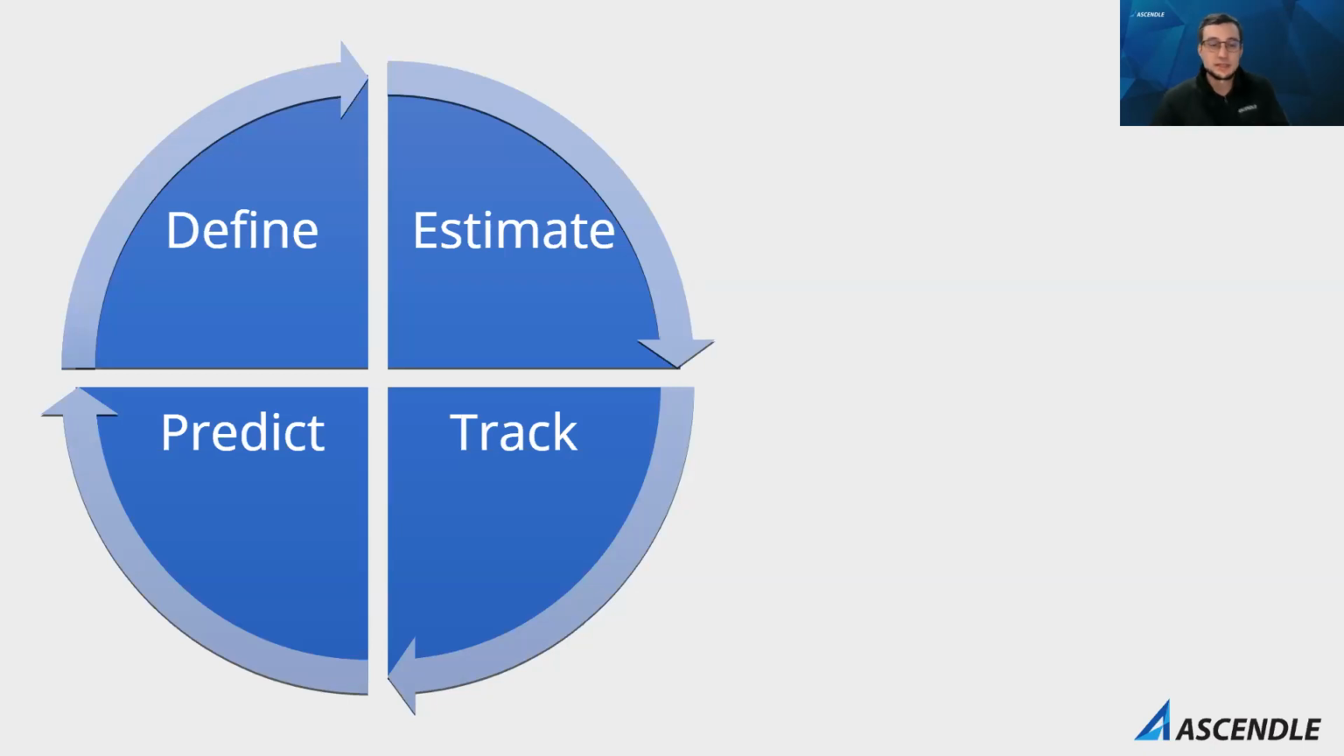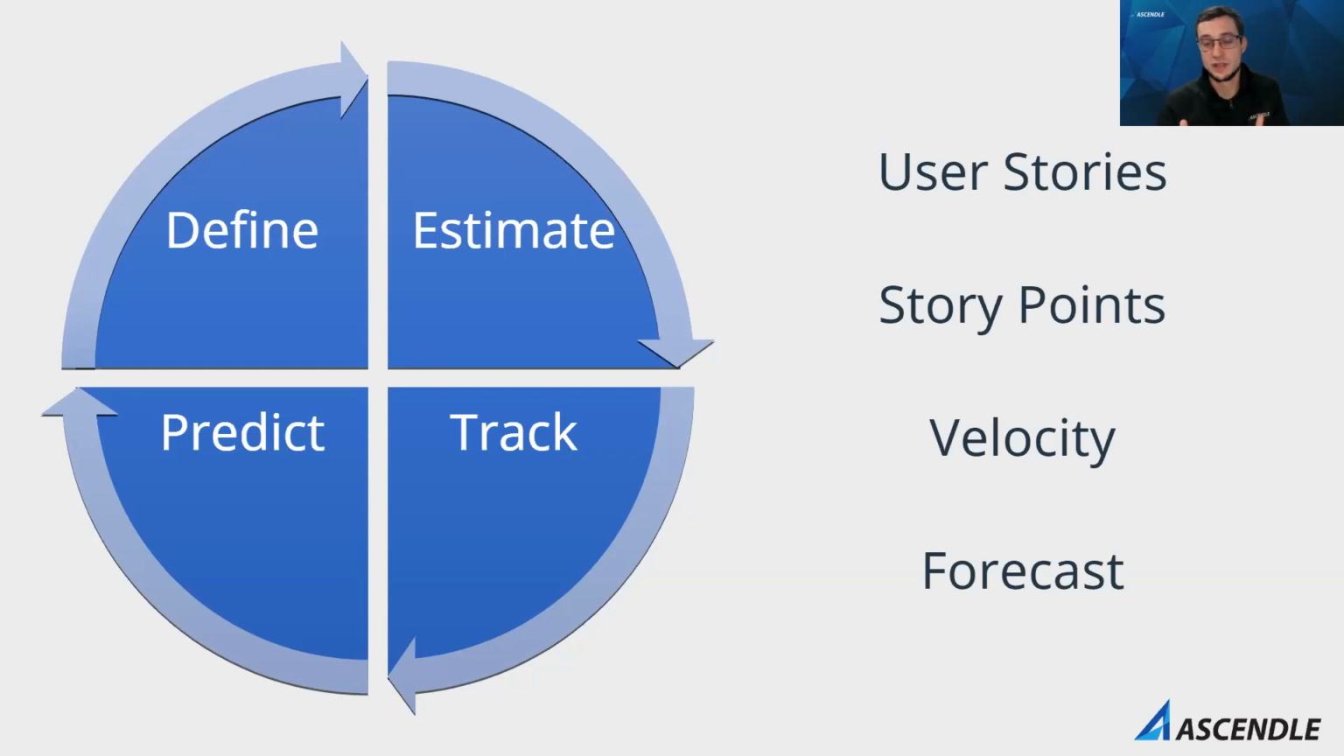So this process of what the estimation process looks like: we start with defining what the work is going to be. Then we do the process of estimating that work, taking the time to understand and give a first guess at what that looks like. We then track that over time to see where our process is moving, and then we predict where we are moving forward. We use some tools in order to do this, and those are things like user stories, story points, velocity, and forecast.